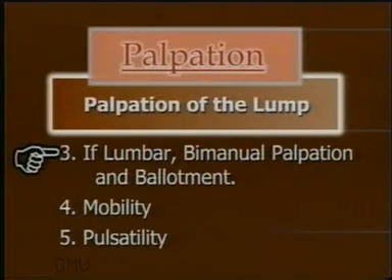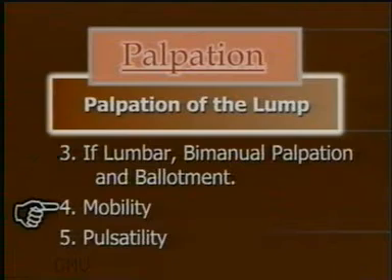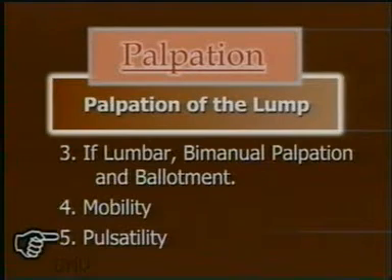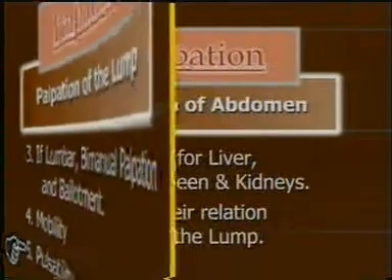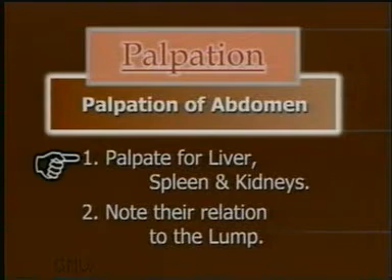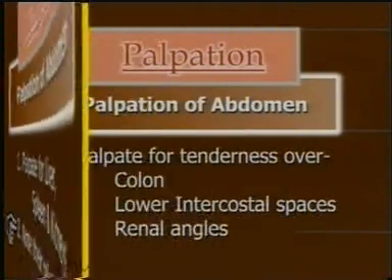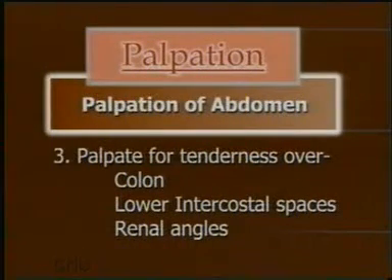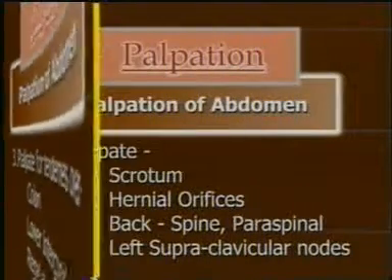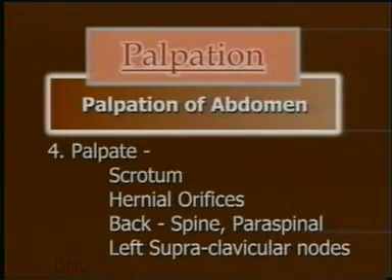If it is in the lumbar region, do bimanual palpation and test ballottement. And lastly, test for mobility and pulsatility. Then palpating the rest of the abdomen, palpate for the liver, spleen and the kidneys. Note the relation of the lump to these organs. Look for tenderness over the colon, lower intercostal spaces and the renal angles. Lastly, palpate the scrotum, the hernial orifices, the back and the left supraclavicular nodes.